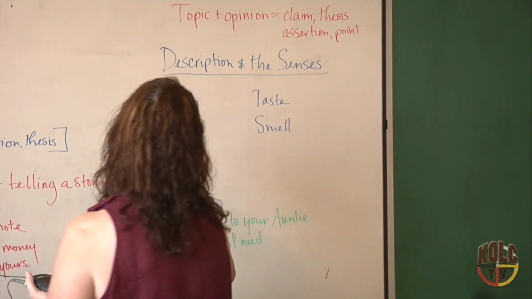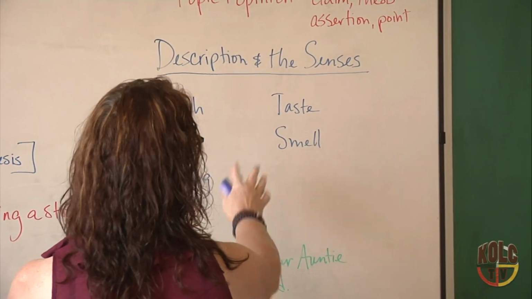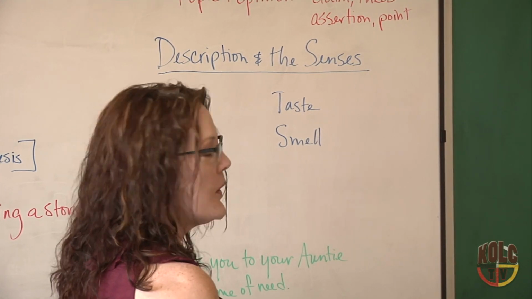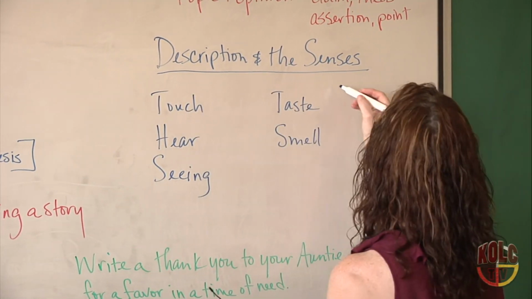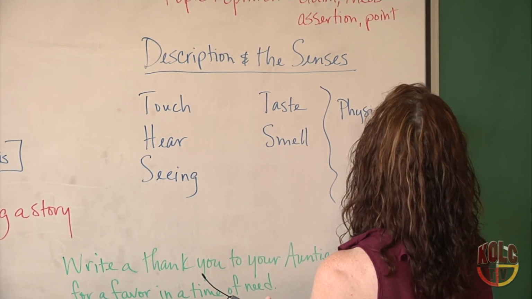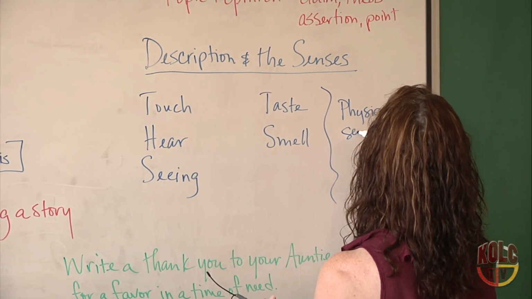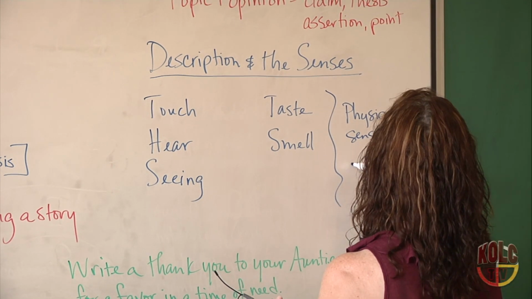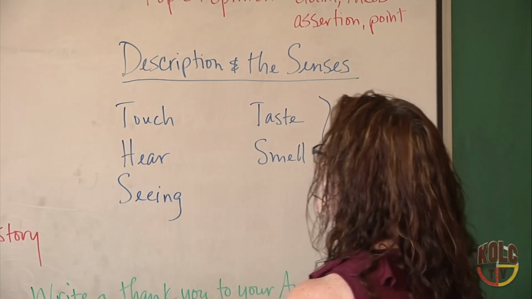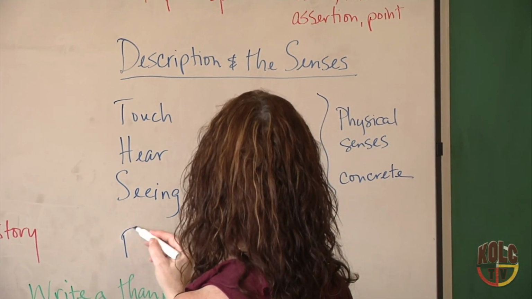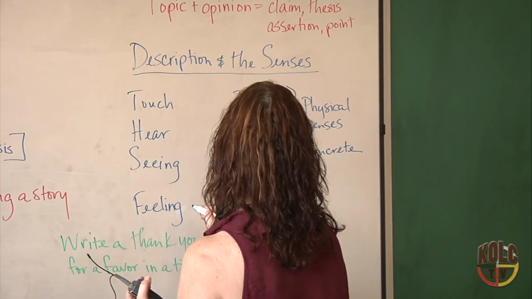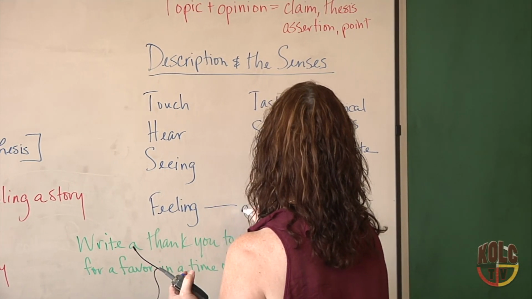So when we talk about description in the senses, we're talking about these 5 things here, and those things are all about the physical senses. So they're concrete things. Okay? Feelings are about abstract things.